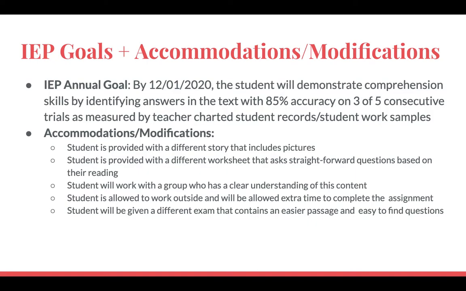IEP annual goal is that by December 1st, 2020, the student will demonstrate comprehension skills by identifying answers in the text with 85% accuracy on 3 of 5 consecutive trials as measured by teacher-charted student records and student work samples. Some accommodations and modifications are that the student is going to be provided with a different story that includes pictures. The student will be provided a different worksheet that asks straightforward questions based on their reading, focusing more on the setting and characters, not so much the plot.